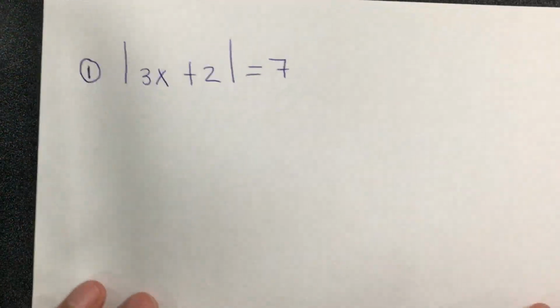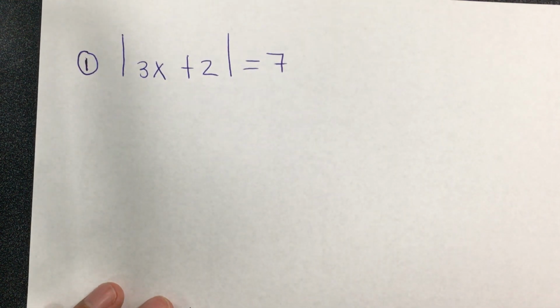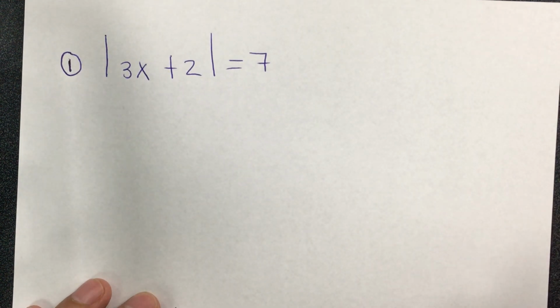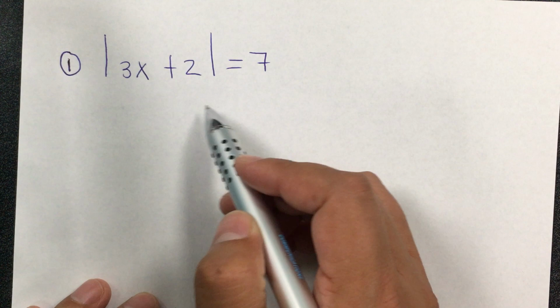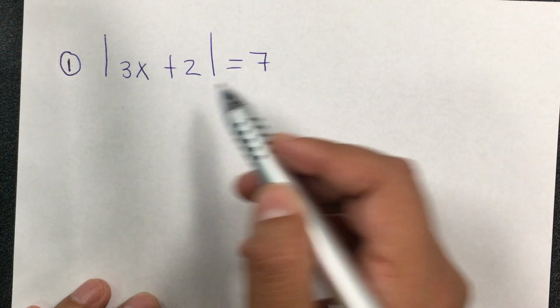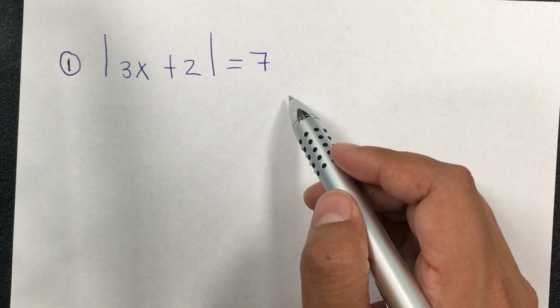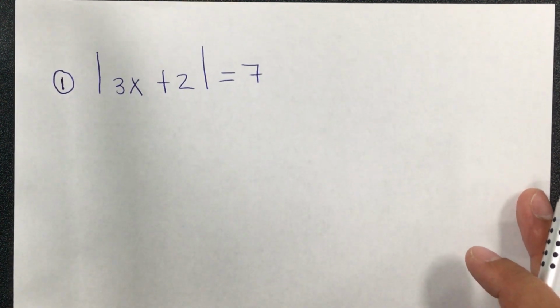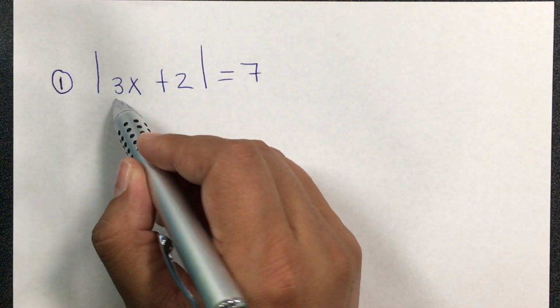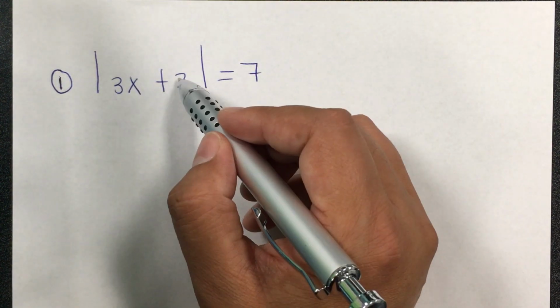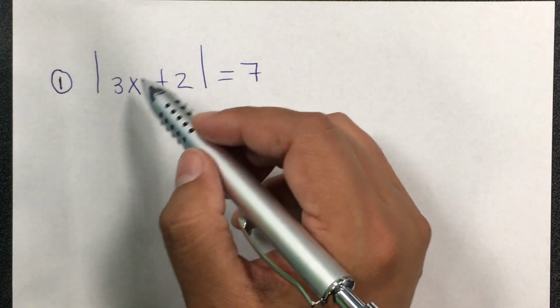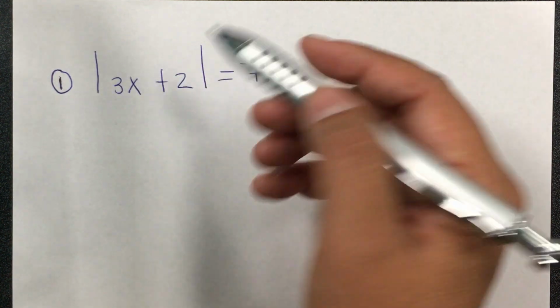So now let's start with some two-step absolute value equations. Number 1 says the absolute value of 3x plus 2 is equal to 7. Now, if you recall from the previous lesson, we know that anything inside could be positive or negative, right?